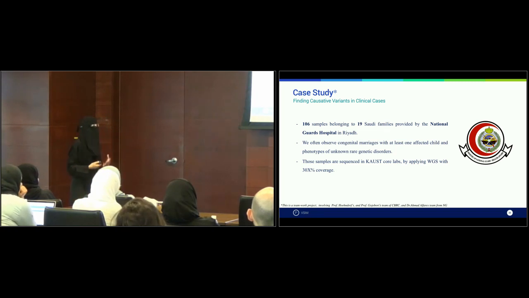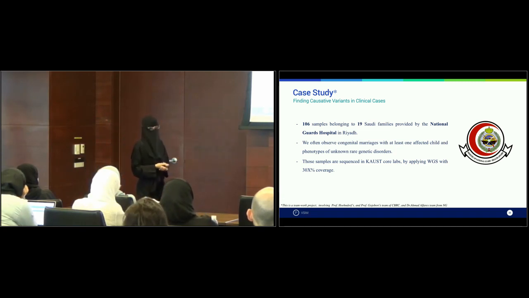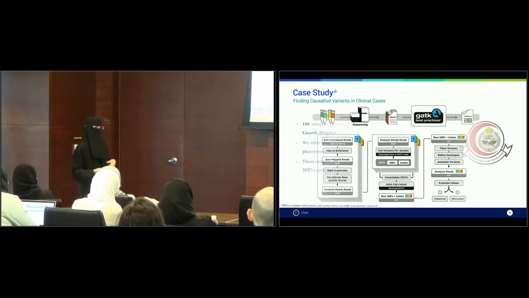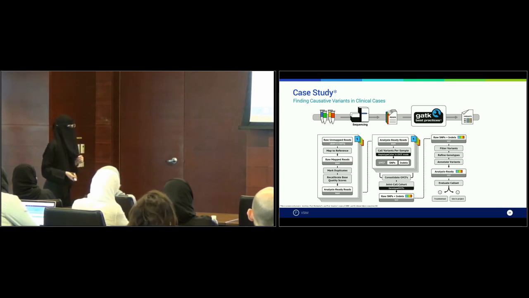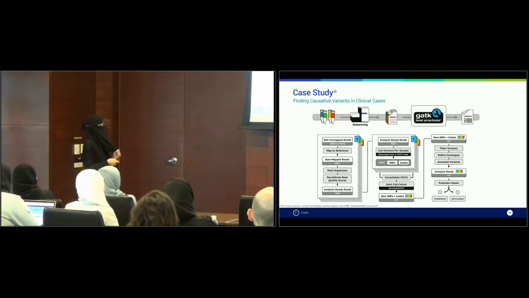In these families, we often observe consanguineous marriage with at least one affected child, with phenotypes of an unknown or known genetic disorder. Those samples were sequenced at the KAUST core labs, applying whole genome sequencing with 30x coverage. Our approach for finding the causative variant in these real samples is as follows. We used GATK, the Genome Analysis Toolkit, to get the variants. This tool focuses on discovering the variants.